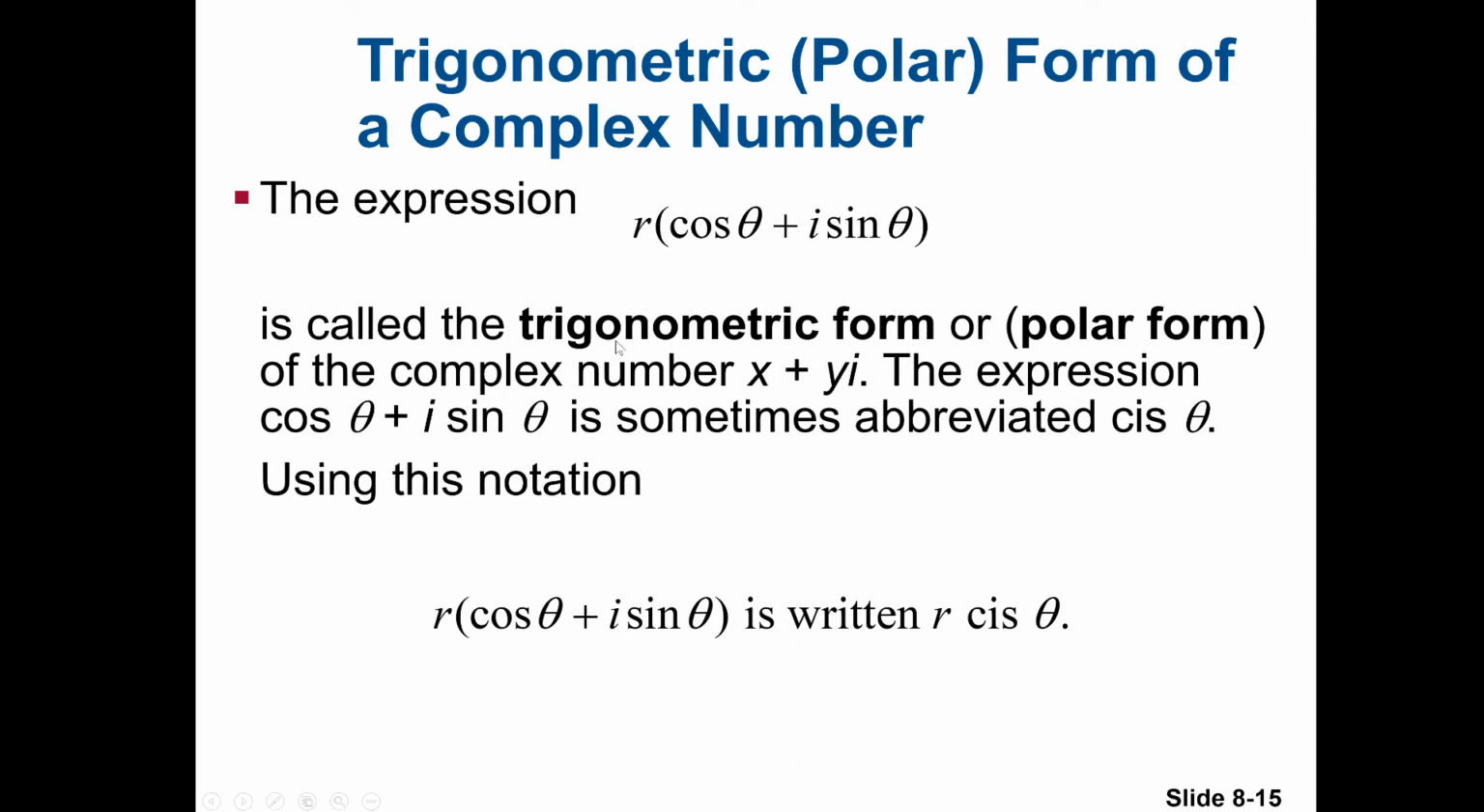So this one is called the trigonometric form, or the polar form, of a complex number x plus yi. You can call it either way. The expression cosine of theta plus i sine theta is sometimes abbreviated cis theta. So cis means cosine of theta, and then plus i sine theta. That's just an abbreviation, so using this notation, this can be written as r cis theta.